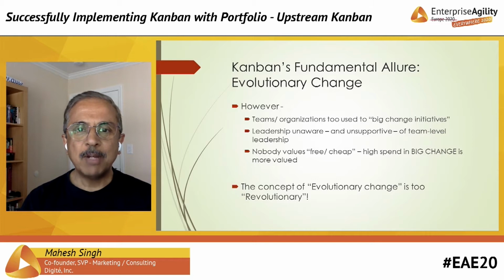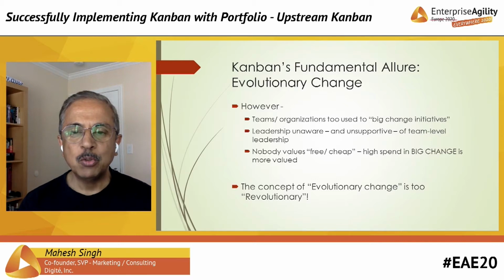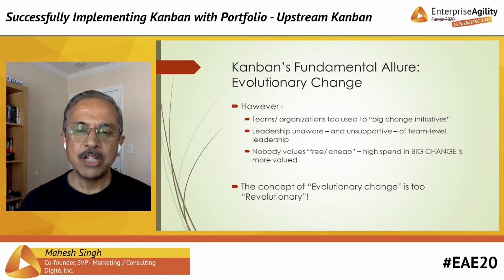If you look at Kanban's fundamental allure, its fundamental attraction or value proposition, it is an evolutionary change method. Which means that you are able to continue to do what you're doing today, apply incremental change, and slowly and gradually, at your own comfortable pace, improve as your team is able to take those improvements. As a result, the changes are small, the improvement is gradual, and as you continue to improve, the team is able to absorb those changes.